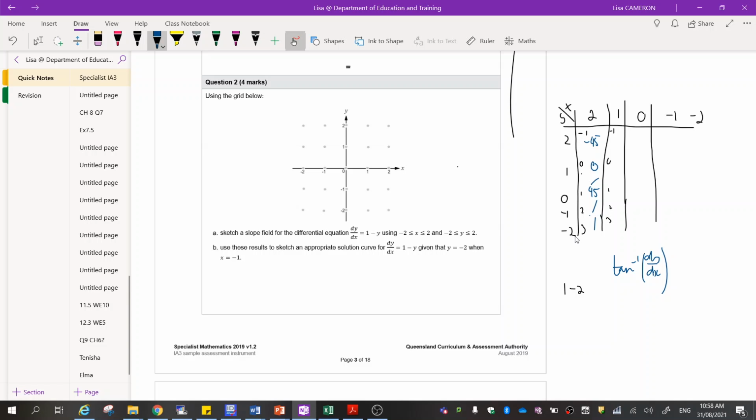When y is at negative 2 and x is at 2, our slope is like that. Then when it's at 2, it's slightly less slopey. Here it's 45. Here it's 0. And then here it goes the opposite way. Now I can just copy that pattern along, because all those values would be the same. Remember, if we got an undefined one, that just means it's parallel to the y-axis.